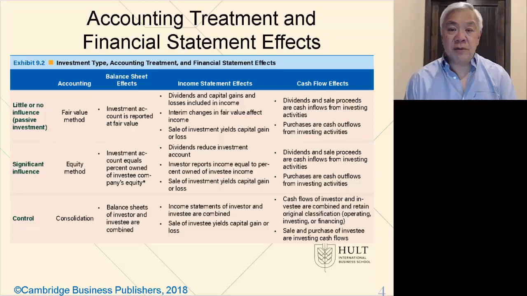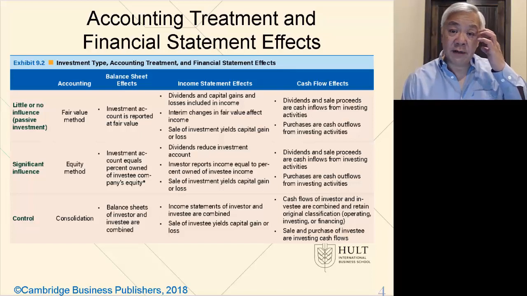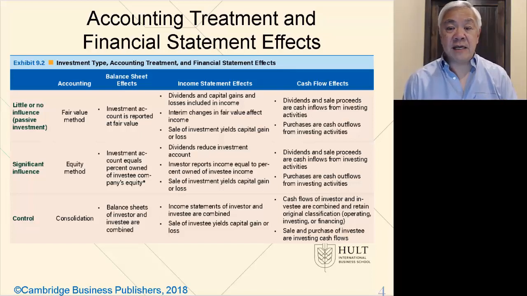And the treatment for cash flow is very similar to what we saw for passive. Any dividends we receive would be a part of the cash flow from the investing activities, and also the purchases are seen as a cash outflow from the investing activities.